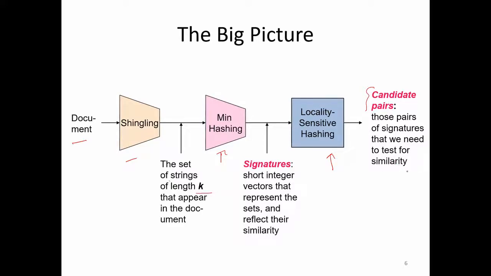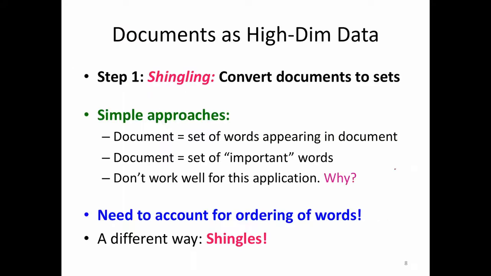Okay, so these are likely to be very simple. So the first step is shingling. So what is shingling? As we described, shingling is the process of converting documents, that is text, to sets. So how does one convert a document to a set?